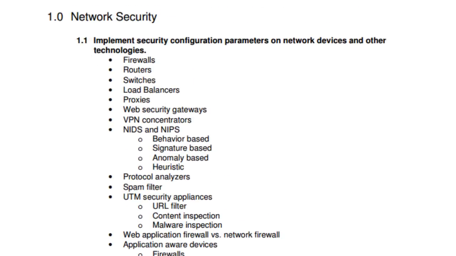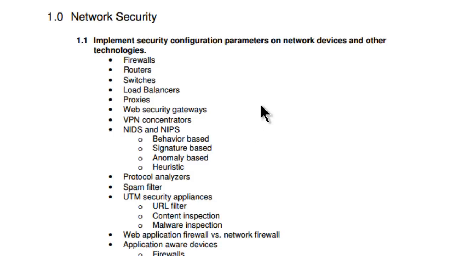Look at all these objectives. Here's the first domain, 1.0, network security. It's broken down into subdomains and individual objectives. So for network security, implement security configuration parameters on network devices and other technologies, such as firewalls and routers, switches, and so on.